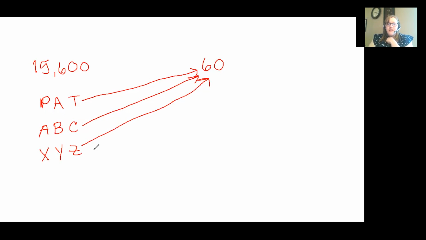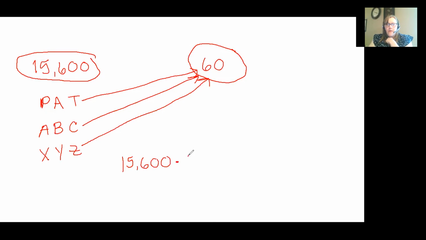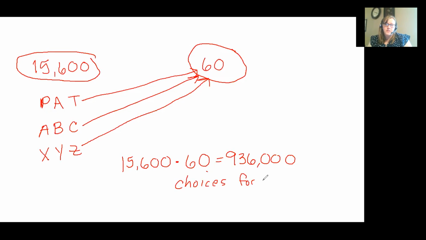So what ends up happening is, in order to find the total number, you have to take the number of letter combinations and multiply it by the number of number combinations. So that means the total number is 15,600 times 60, which gives us 936,000 choices for the passwords.